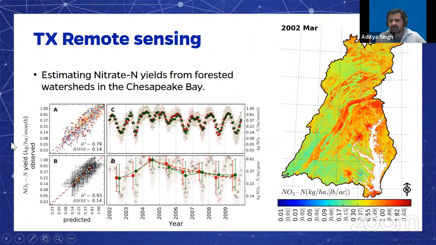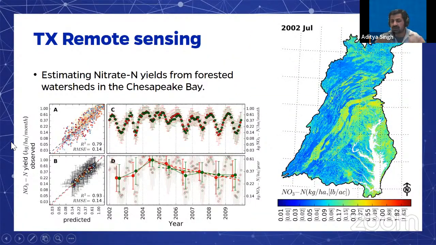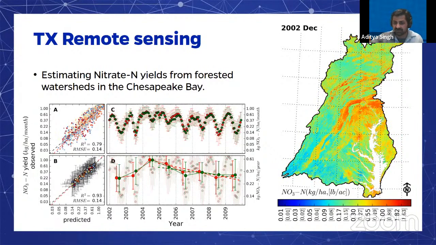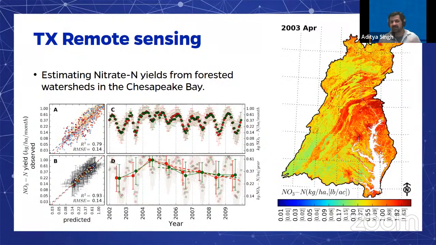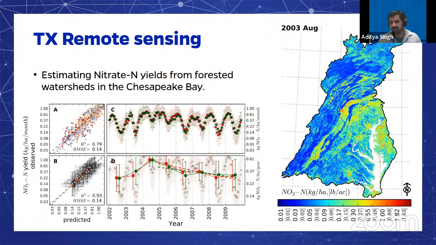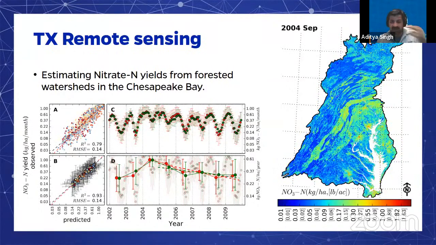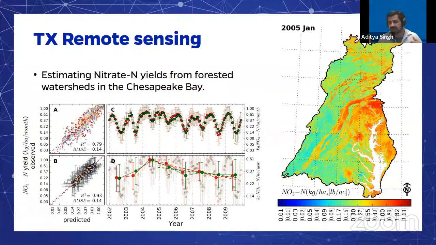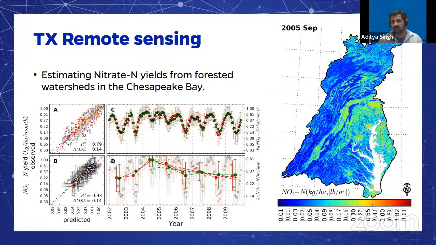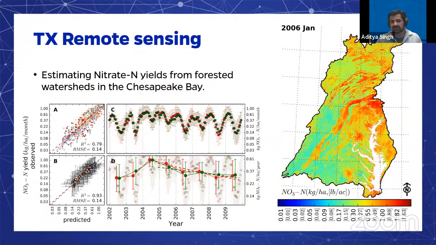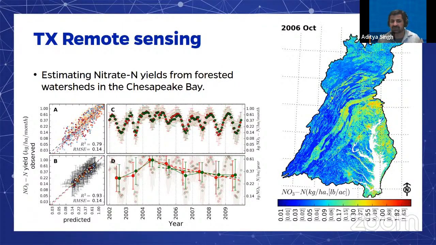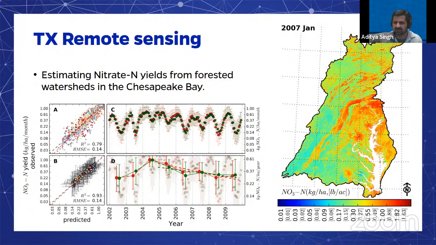The second kind of remote sensing that I work a lot with is hypertemporal remote sensing. Now you have sensors that pass over the Earth every 2 days, MODIS, VIIRS, things like that. The good thing with these satellites is that because you have such a high rate of coverage in the temporal domain, you can actually look at landscape dynamics. So we use these data to assess nitrate yields from forested watersheds in the Chesapeake Bay. This is again up in the Northeast.